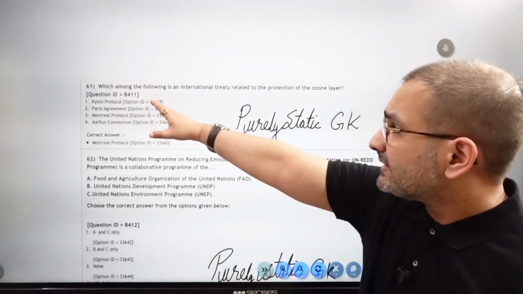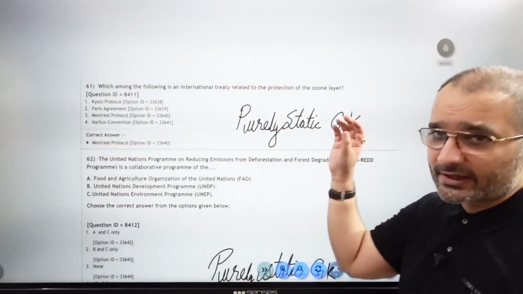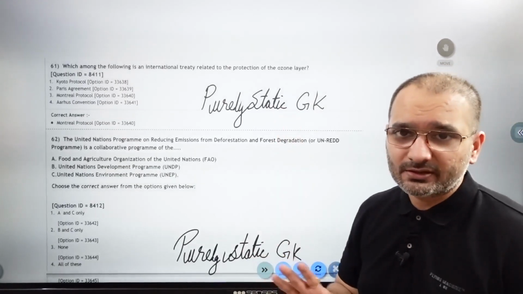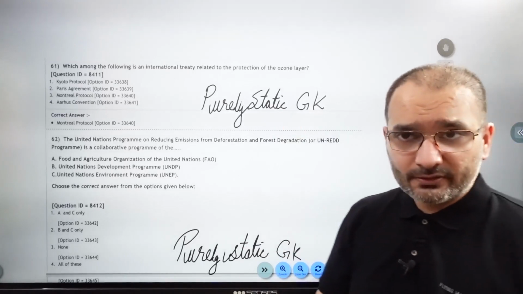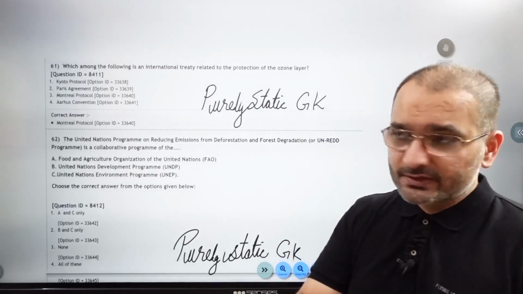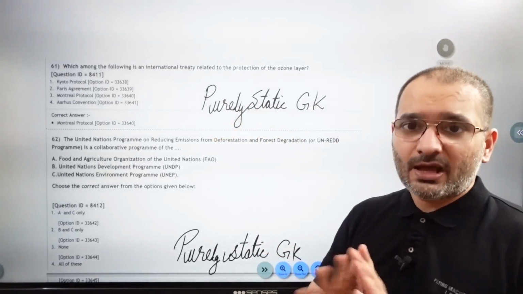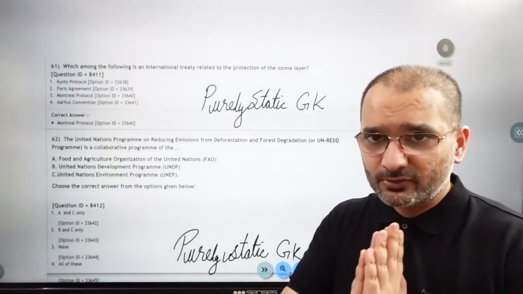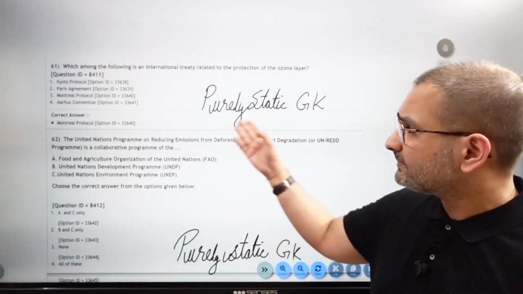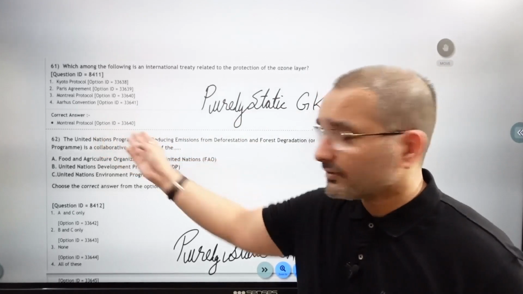Okay, so question number 61 says, which among the following is an international treaty related to the protection of the ozone layer? Now this is a purely static GK related question. Anytime that you take a law entrance, especially a central university one, especially a 3-year law entrance, the international treaties and United Nations you have to cover in and out. There is no way that you can afford to take a law entrance without this. So now this is purely a static GK related sawal, nothing to explain. Montreal Protocol is the answer given to you.